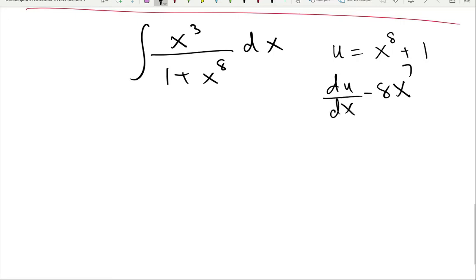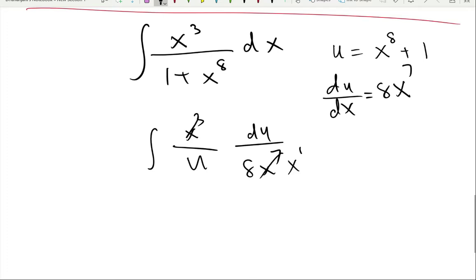So du over dx is 8x to the 7. Now if you substitute, this will be 1 over u times x cubed. dx will be du over 8x to the 7. So x cubed, if you cancel out x cubed, it's going to be x to the 4. So what we are left with is du over u x to the 4. So we are still left with an extra term, x to the 4. How can we get rid of x to the 4?